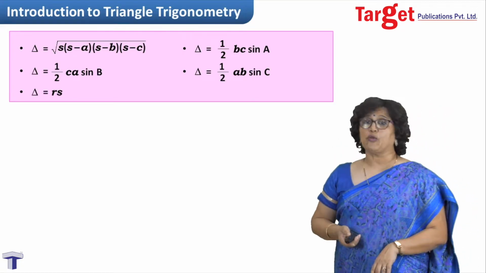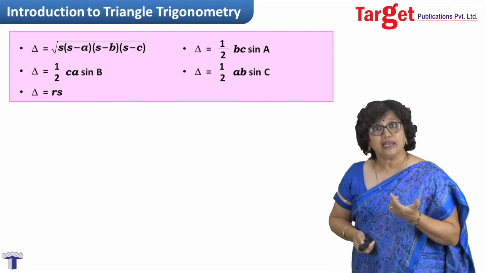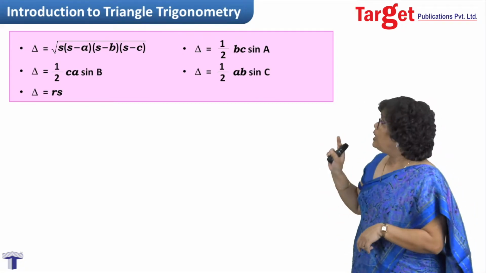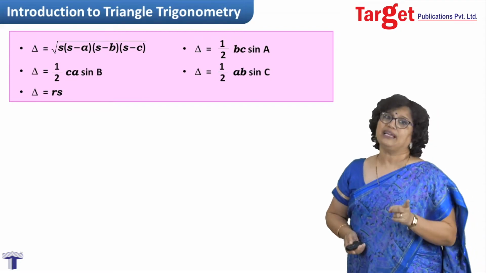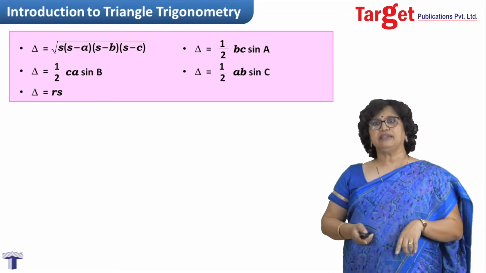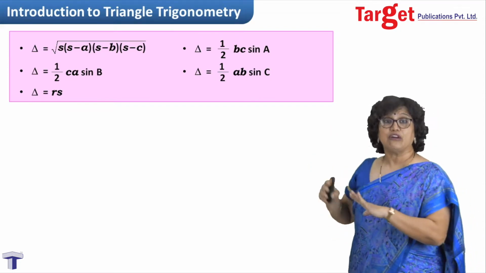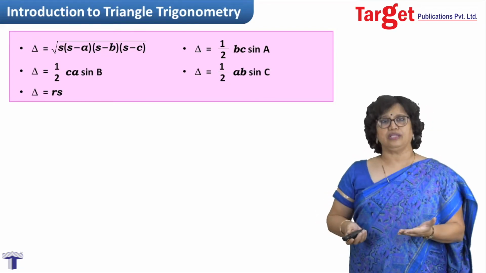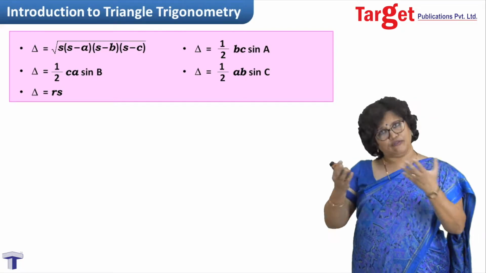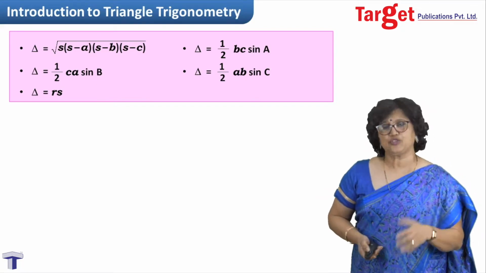Now, there is one more formula which is in terms of in radius and semi-perimeter. Now, the delta, meaning area of the triangle, is equal to product of in radius and semi-perimeter. I mean, these are 5 formulae. Now, which formula is to be used, that you will get to know seeing the question, seeing the information given in the problem.